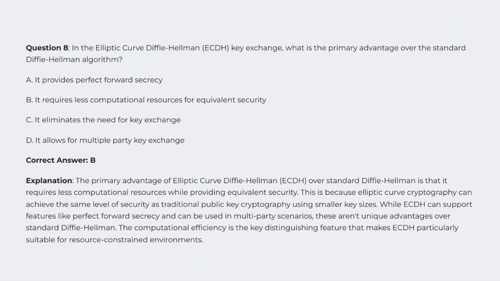Correct answer, B. Explanation. The primary advantage of elliptic curve Diffie-Hellman, ECDH, over standard Diffie-Hellman is that it requires less computational resources while providing equivalent security. This is because elliptic curve cryptography can achieve the same level of security as traditional public key cryptography using smaller key sizes. While ECDH can support features like perfect forward secrecy and can be used in multi-party scenarios, these aren't unique advantages over standard Diffie-Hellman. The computational efficiency is the key distinguishing feature that makes ECDH particularly suitable for resource-constrained environments.